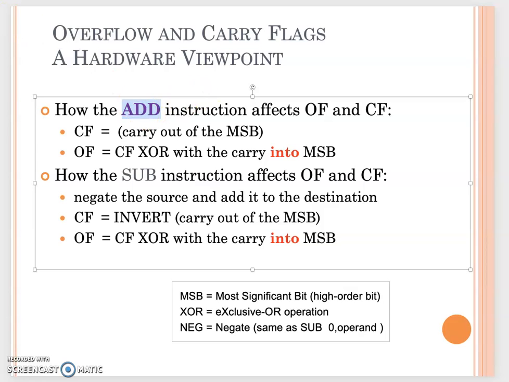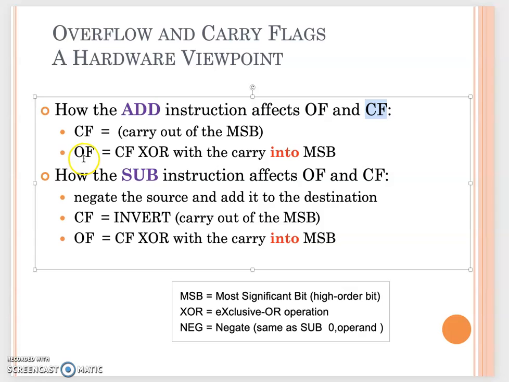The first thing, let's see the add instruction. The add instruction will affect the overflow flag and the carry flag. So how do you decide? The carry flag depends on whether you carry out a value from the most significant bit. If after the addition your most significant bit needs to carry out 1, then your carry flag will be set. So that's the carry flag.